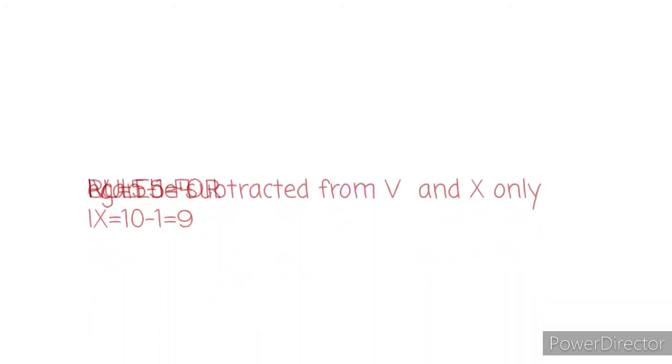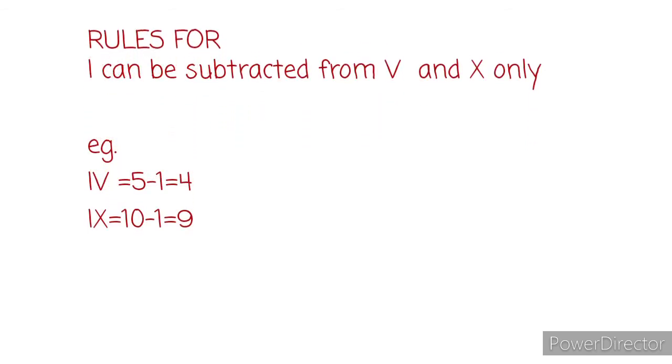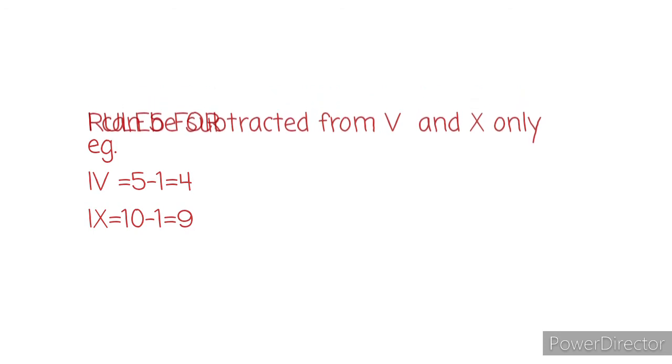The third rule is for writing I: I can be subtracted from V and X only. It cannot be subtracted from L, C, D or M. If I is written before V, it represents 5 minus 1, that is 4. If I is written before X, it is represented as 10 minus 1, that is 9.